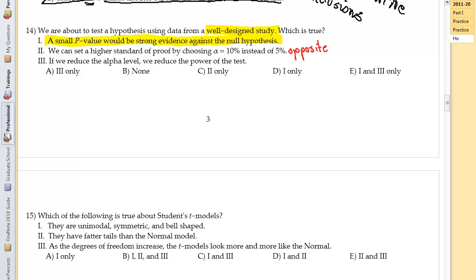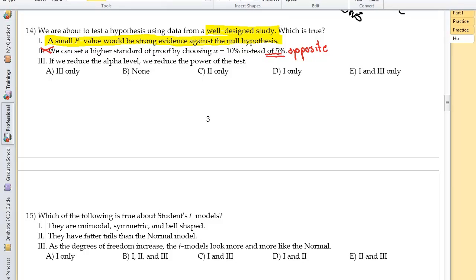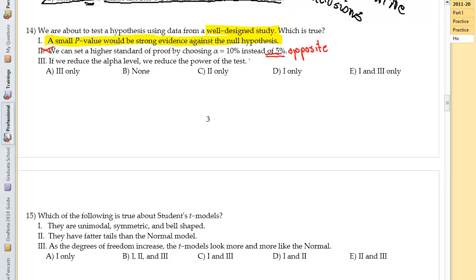Okay? You choose a higher standard of proof by choosing a smaller alpha. That's a higher standard of proof. Okay? So this one is going to be wrong. Okay? If we reduce the alpha, we reduce the power of the test. And that is true. These things are connected. Okay? So this is true.